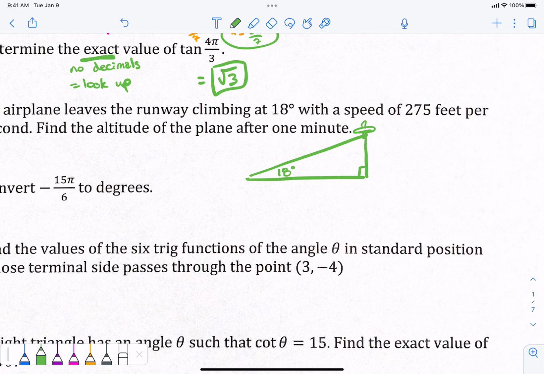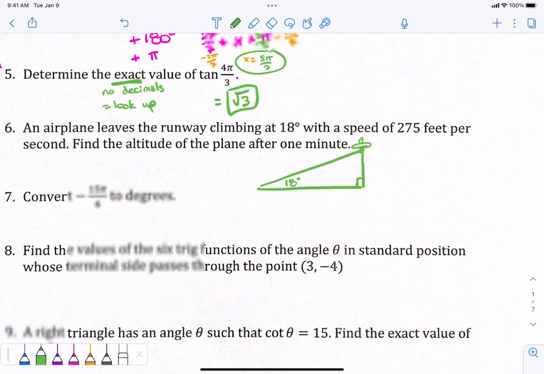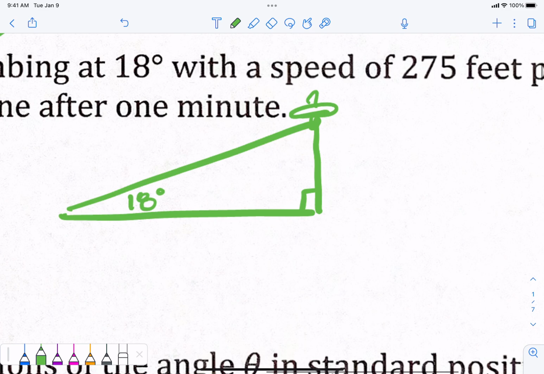With a speed of 275 feet per second. The airplane is going 275 feet per second. So is that here or is that here? It's actually the hypotenuse. It's the path that the plane is taking, right? The path that the plane is taking is going 275. So that's the hypotenuse, okay? And this is 275 feet per second, okay?